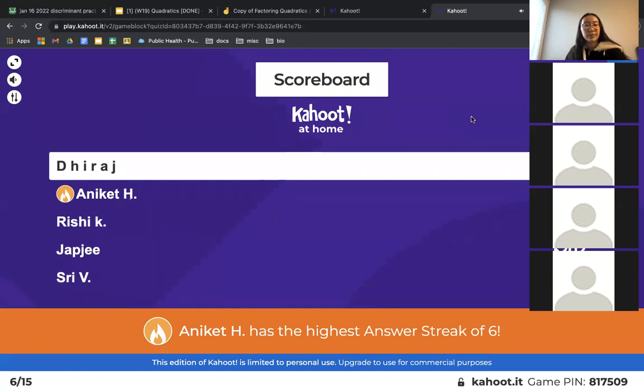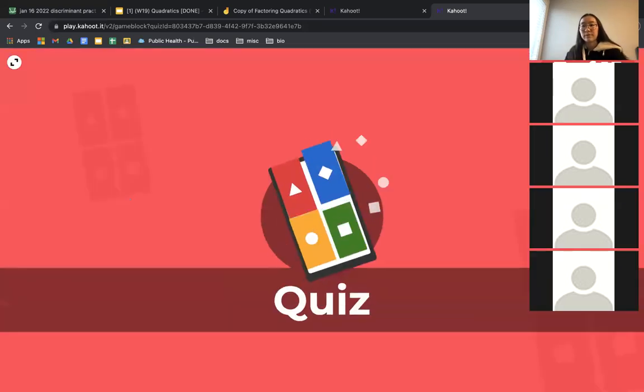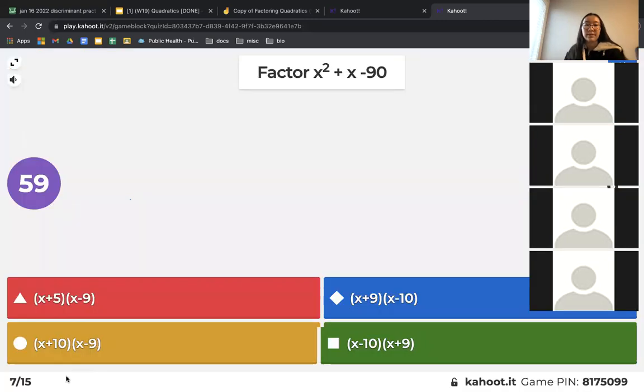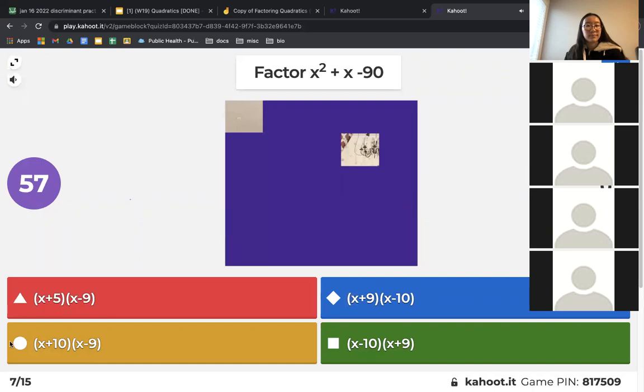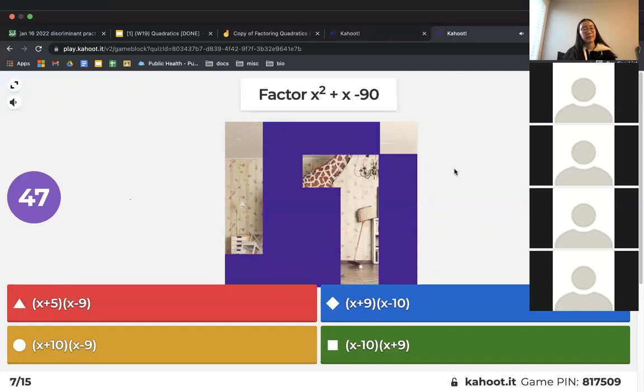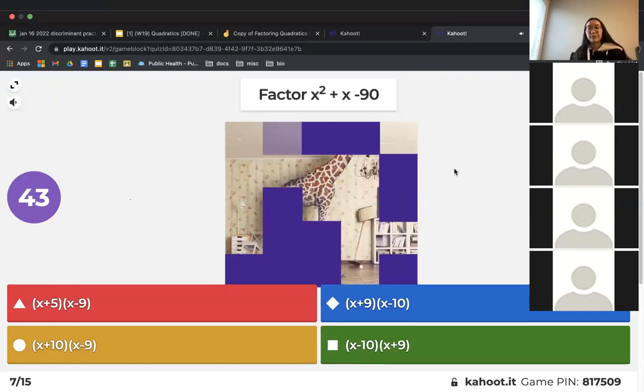Okay, good job, you guys. X squared plus x minus 90. So same thing as last time. I think there's a lot of ways you can try to do this one.